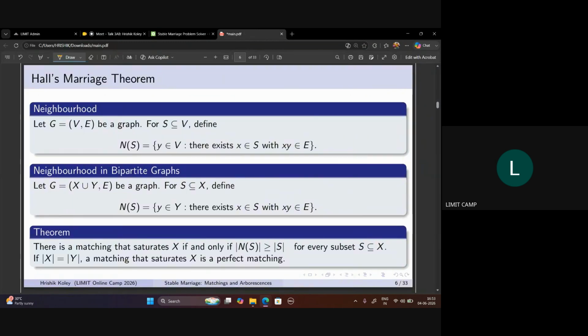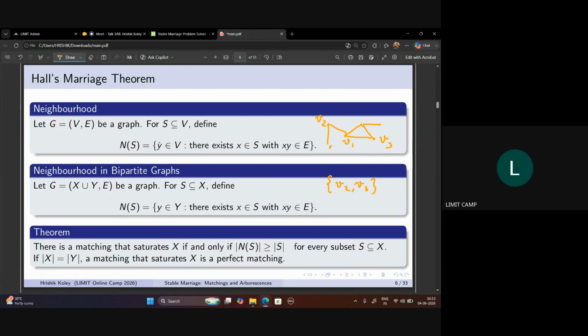Okay, so neighborhood. Let's say this is one of your graphs, with some edges here and there. Basically, a neighborhood of a vertex, let's say you consider this vertex, is the set of all those vertices to which it is connected by an edge. For example, if this is V1, this is V2, this is V3, then V2, V3 forms the neighborhood of V1.